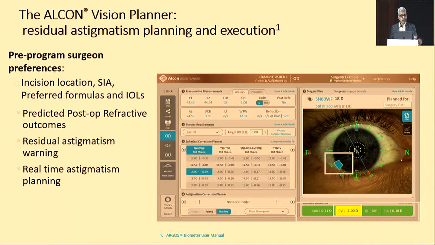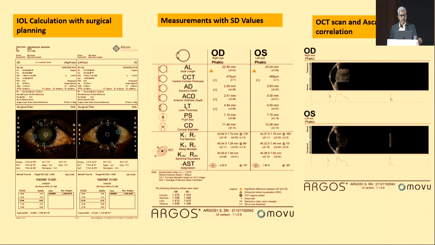So in the Vision Planner, I plan my incision location, I can calculate my SIA, and I have my preferred formulae and IOLs which I use regularly. At the same time, by using different IOLs, I come to know what the residual astigmatism is, and I can plan my surgery accordingly.